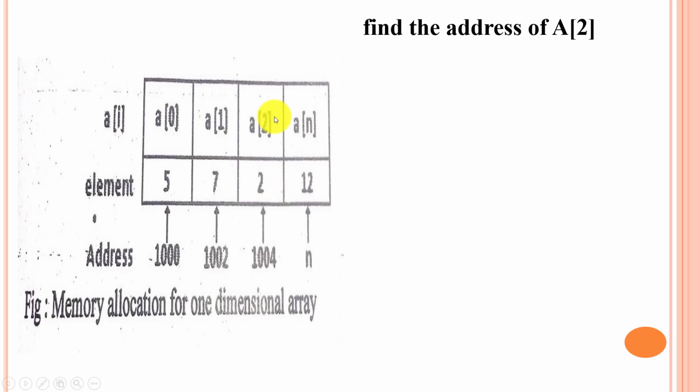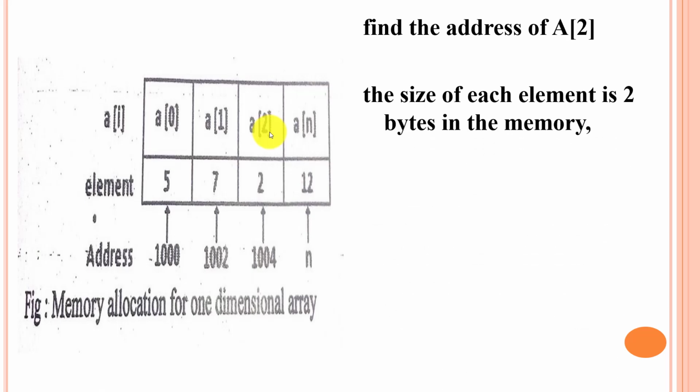Now let's first understand what is meant by the base address. We know that the base address is nothing but the first address of the element. Here in this case the first address is 1000. Let's consider that the size of each element is 2 bytes, because this is the data type. It varies depending upon your computer. As it is an integer, here we are going to consider 2 bytes in the memory.